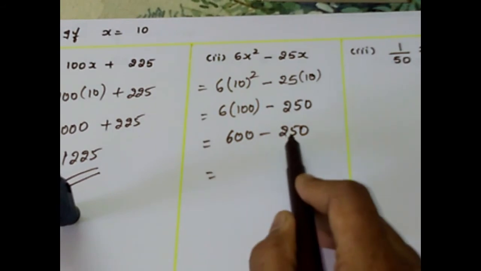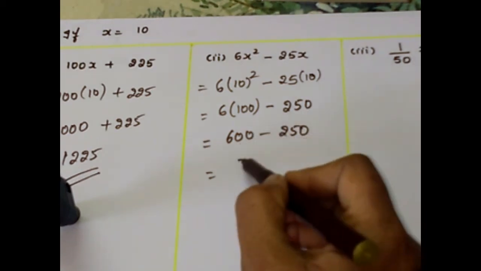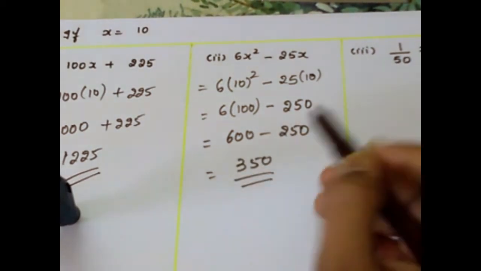So 600 minus 200 is 400, minus 50 is 350. So the solution is 350.